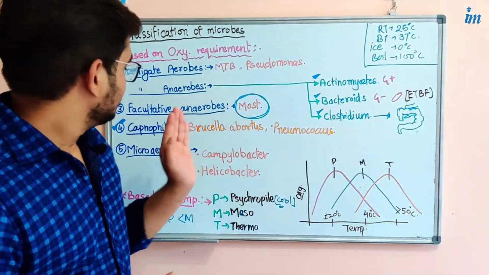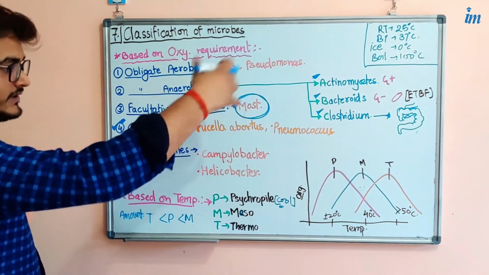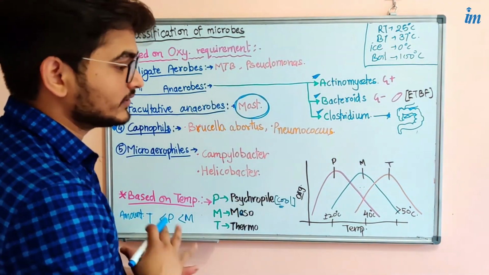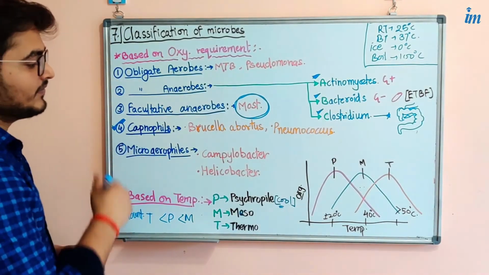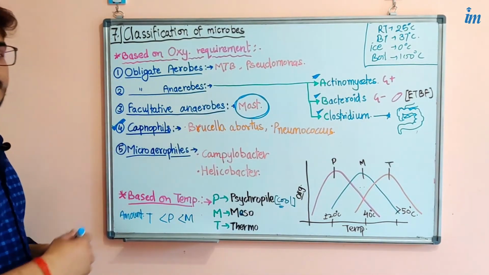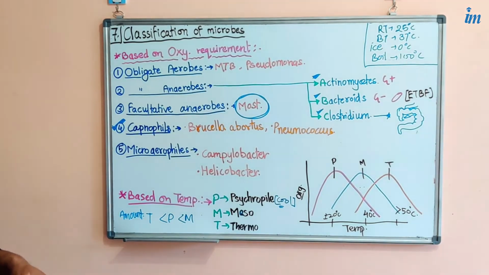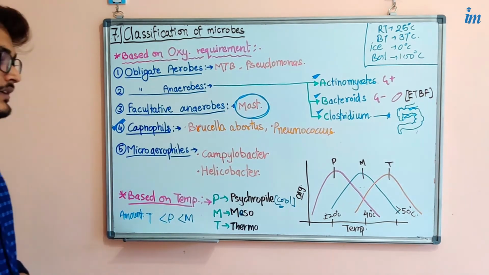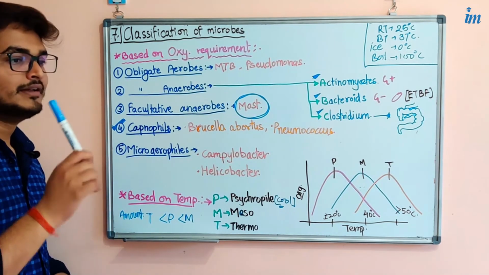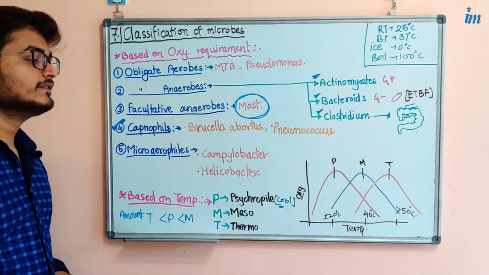And in the capnophils, brucellosis, that is another complete section I will discuss there. And the microaerophils, capnophils and Helicobacter, this will again be covered in the next session, and I will tell the pathogenesis and their specific properties. They form spores or they do not, they have a capsule or not, all these things will be there.